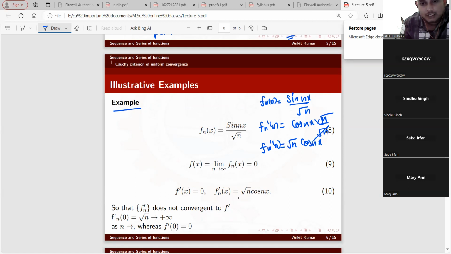Now f_n dash x, the limit as n tends to infinity. What is f_n dash x? The limit as n tends to infinity of f_n dash x is the limit as n tends to infinity of root n cos(nx). Now we differentiate this.